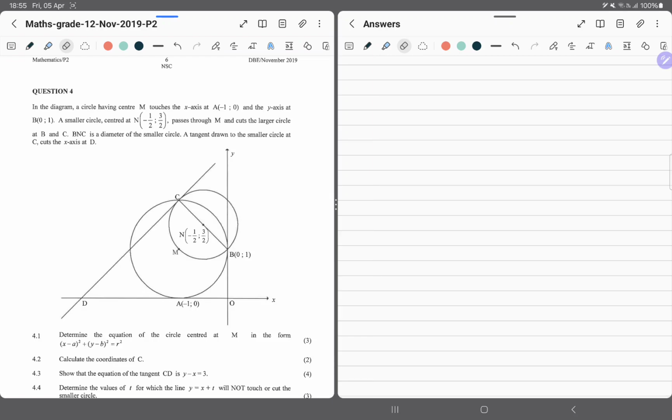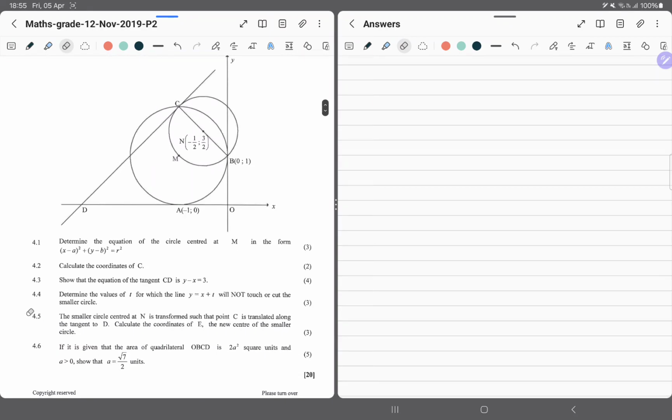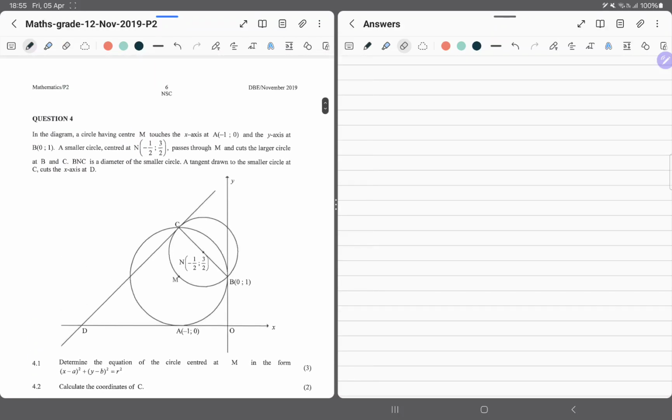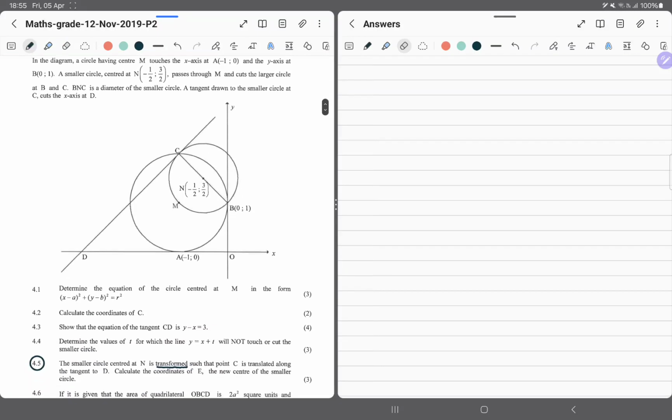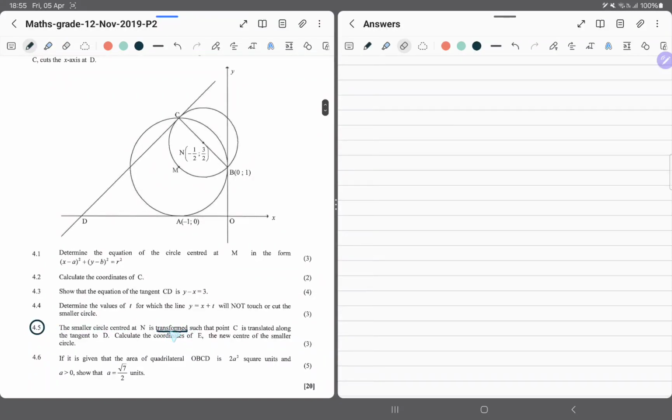The main question by the student who requested me to have a look at this was mainly asking about 4.5, which is a question on transformations. Now, it is no justice to just zoom into that question. But what is important here is to answer all these questions sequentially leading up to this question here.